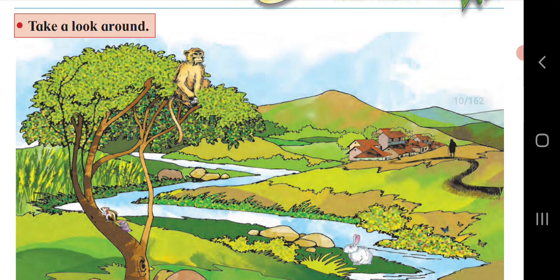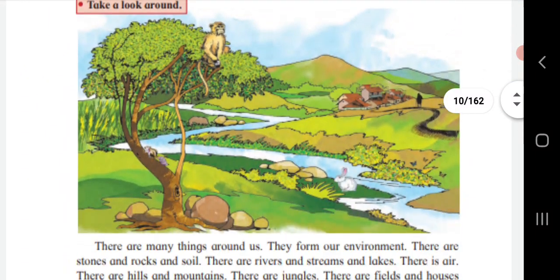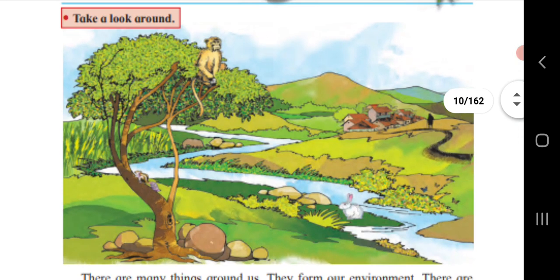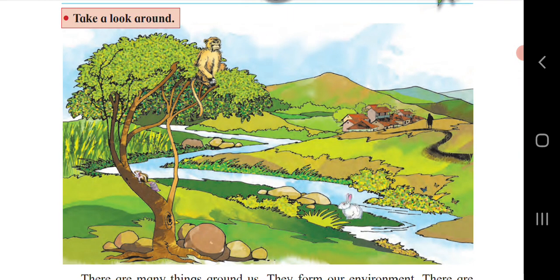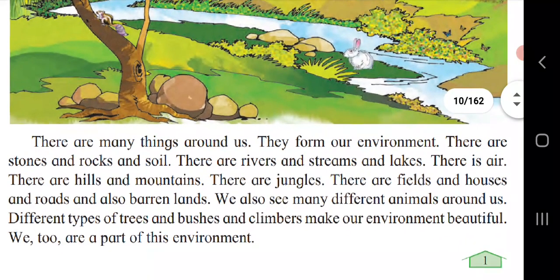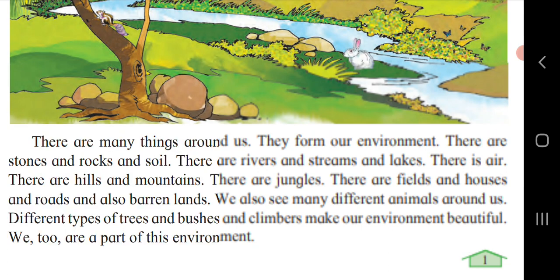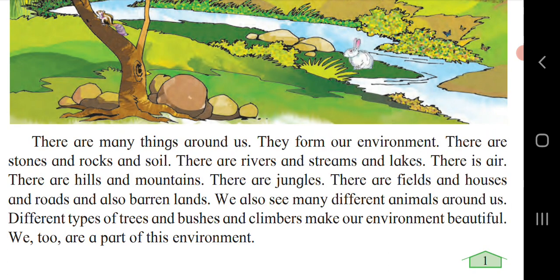Take a look around. Here one picture they had given, you can see a monkey, squirrel, a settlement is given and man is moving through the road. Rabbit is there, river, mountains, trees, plants, grass, fields, and many more is given in this picture. There are many things around us.